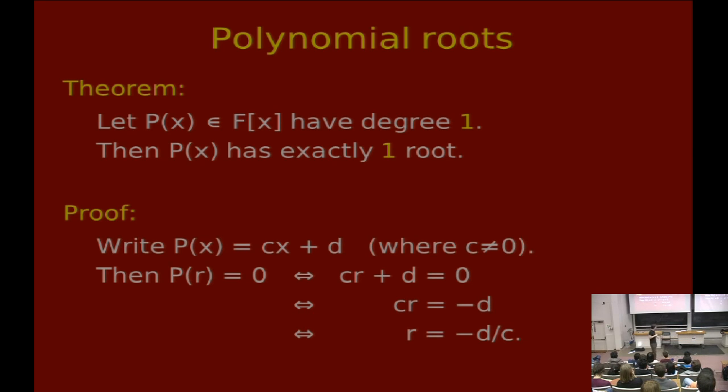Here's the proof. Well, P(x) has degree 1, so that means it looks like some constant field element d plus some other field element c times x. And since its degree is exactly 1, c is not 0. So, if r is going to be a root, P(r) equals 0, just plug it in, it means c times r plus d is 0. So subtract d from both sides, divide by c, which is legal because c is not 0. And you just see that r is a root if and only if r is this one particular field element, minus d over c.